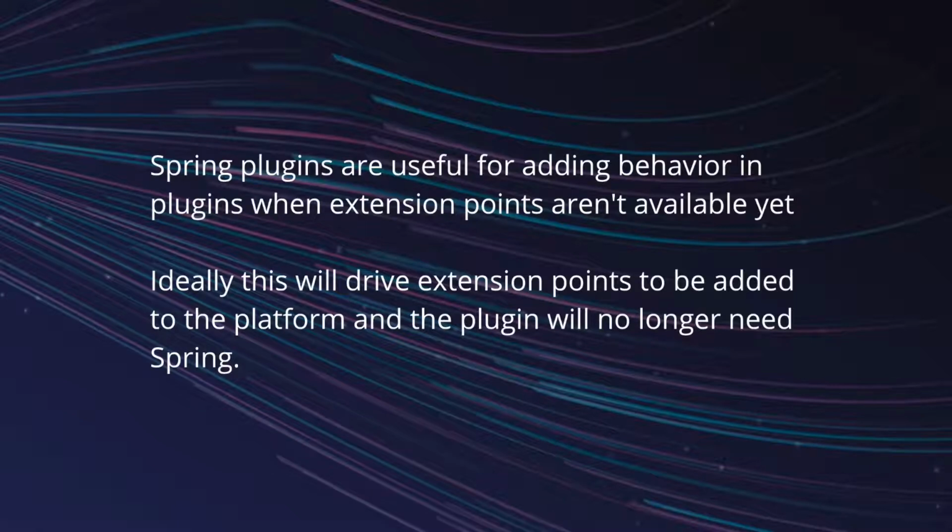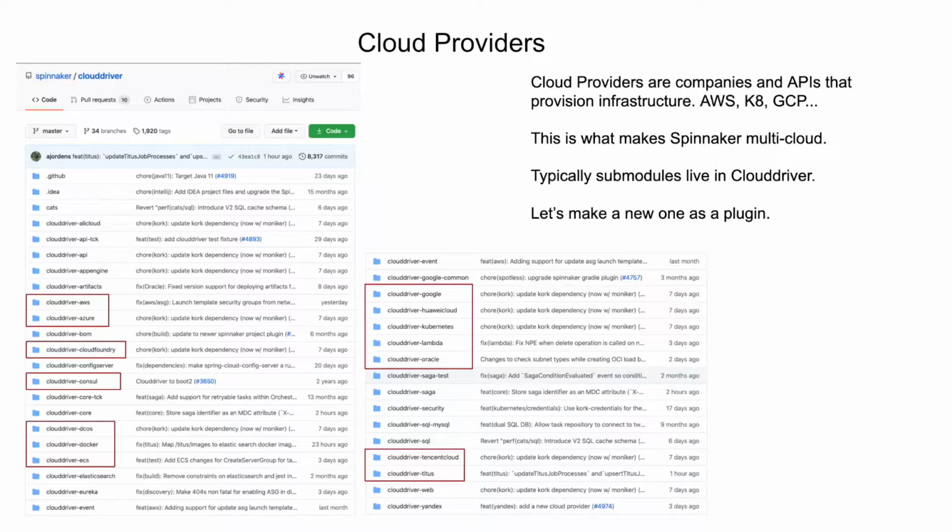Those extension points will get contributed back to the platform, and the plugin will eventually move over to those and no longer need Spring. Before we talk about the final example, let's talk about cloud providers. So what we mean by cloud provider is a system for provisioning infrastructure, like AWS or Kubernetes or Google's cloud. You can see in the Clouddriver project, a lot of these live as submodules in Clouddriver. Having these cloud provider implementations is what makes Spinnaker multi-cloud.